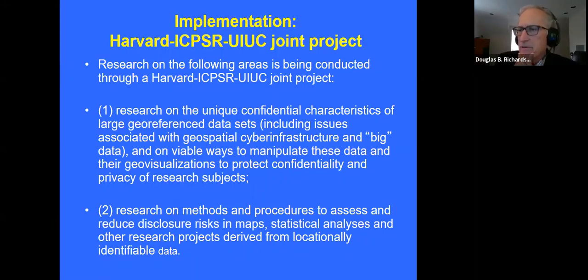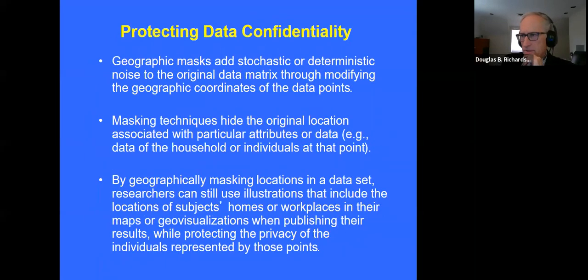I will let you just read through this, but this summarizes some of the research methods that we're using. Next slide. We're also adding a lot of masking and spatial statistics software into this system. Next slide.